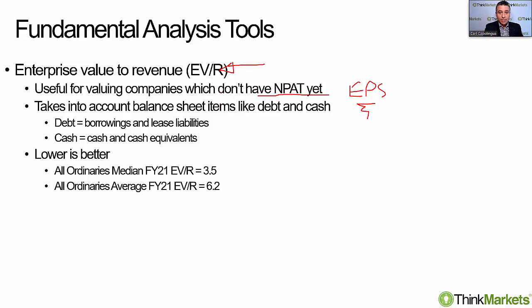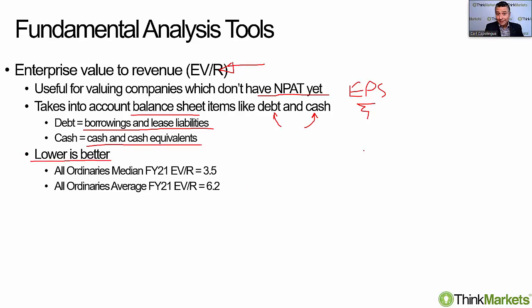Another benefit of using enterprise value to revenue is that it doesn't just look at the profit and loss statement, it looks at the balance sheet as well, because we're taking into account items like debt and cash which exist on the balance sheet. Debt, if you aren't sure, is classified typically in financial statements as borrowings and lease liabilities, and cash is often classified as cash and cash equivalents. Fairly easy to find in financial statements.